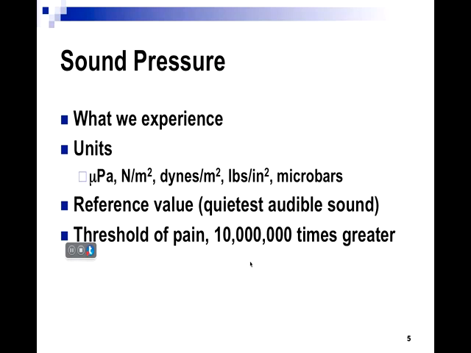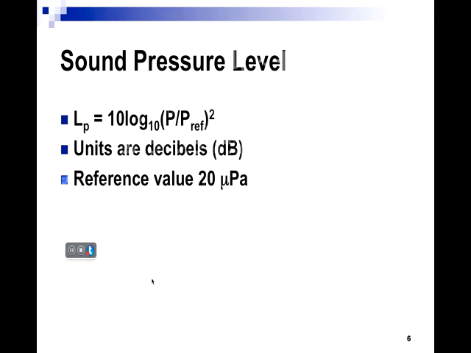Same with earthquakes. If you experience an earthquake of magnitude 6 and go to an earthquake of magnitude 8, the intensity that's experienced is 100 times greater. So that kind of approach is taken when we measure sound pressure due to the huge variations of sound that we'll hear over a typical workday type of exposures.